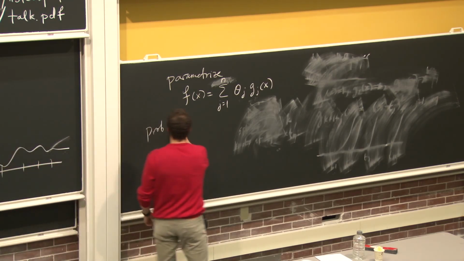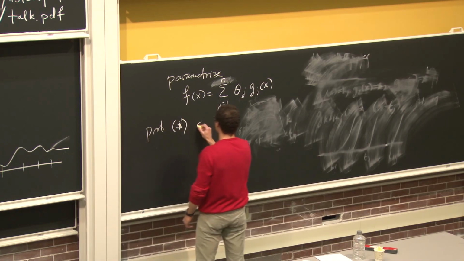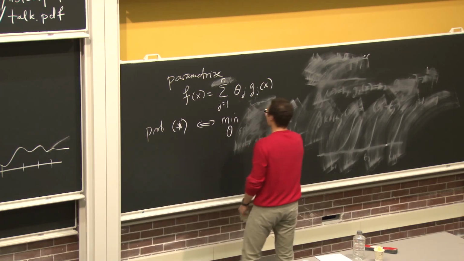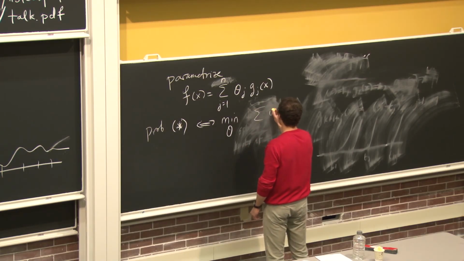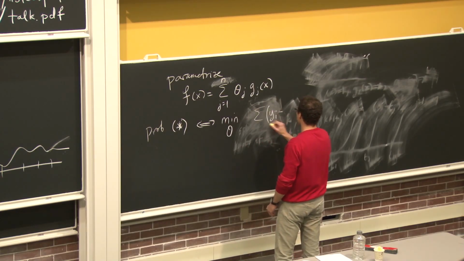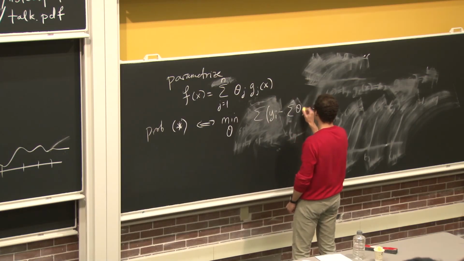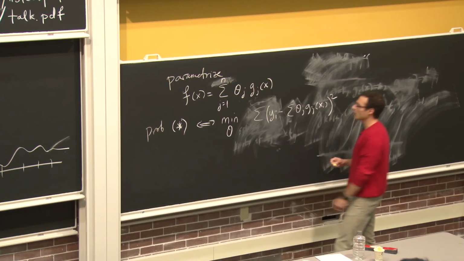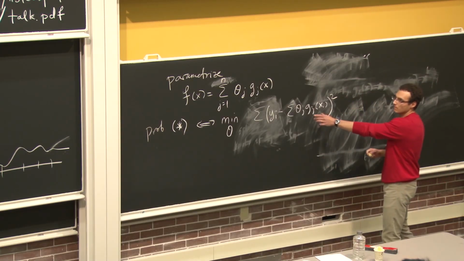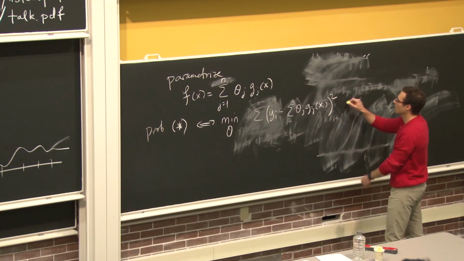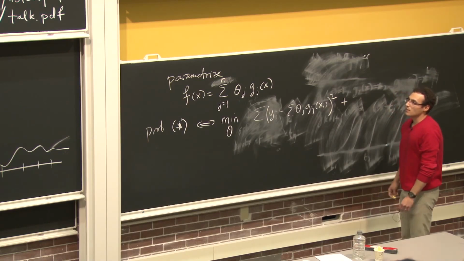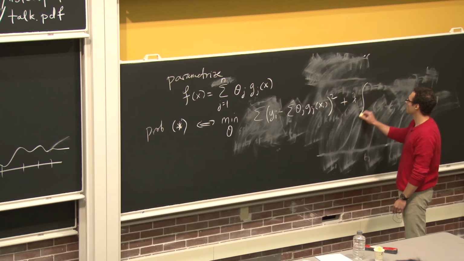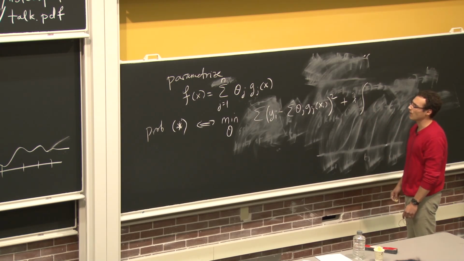This problem star is equivalent to minimizing over all theta a very similar expression to what we had before. Just plugged in basically for f in that first term, plus lambda, our tuning parameter, times the integral of the second derivative of f squared.